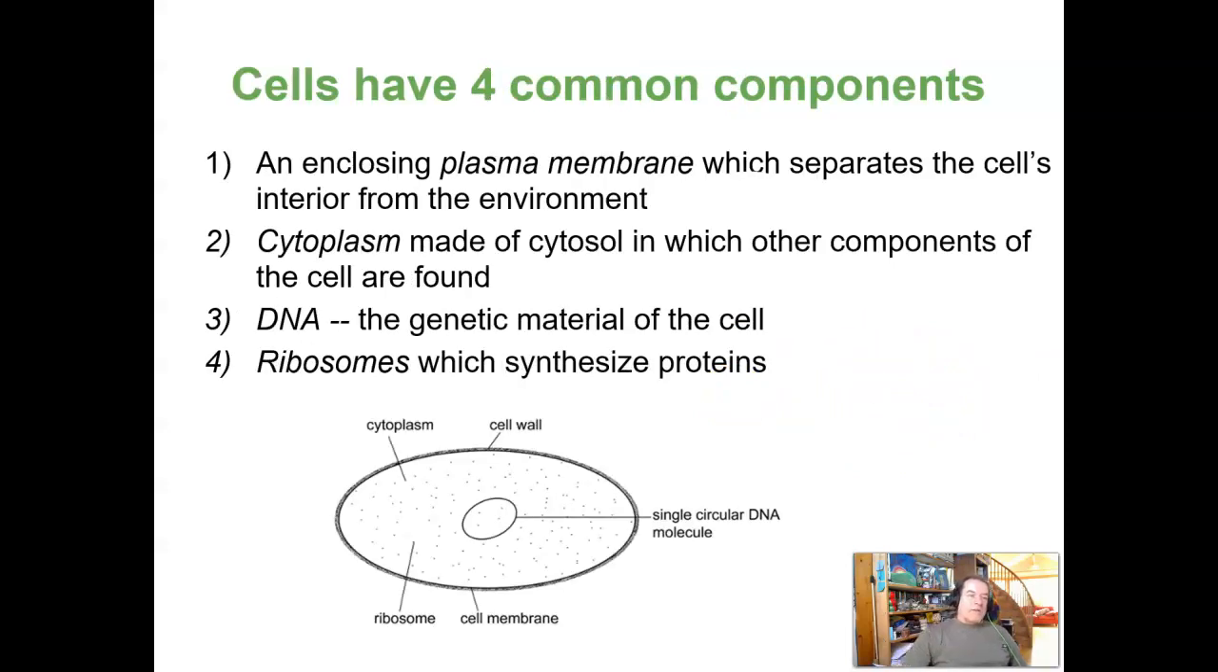All right. So what are the common components? Every living cell has a cell membrane, often also called the plasma membrane. Plasma membrane, cell membrane are synonyms. They mean the same thing. We use both terms because they're out there. You'll see them, so you want to pay attention to it.